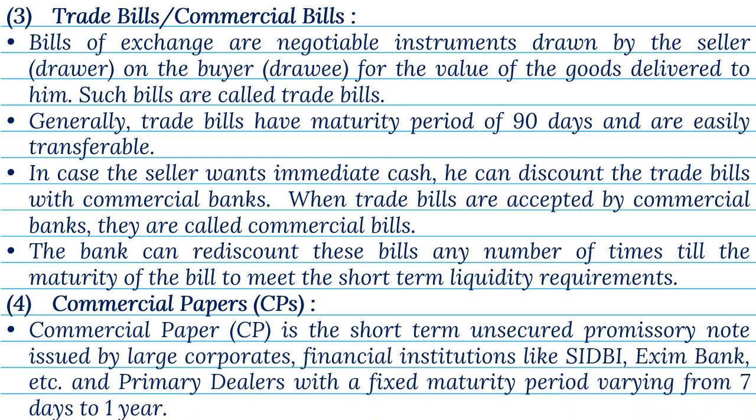Commercial paper, CP, is the short-term, unsecured promissory note issued by large corporates, financial institutions like SIDBI, Exim Bank, etc., and primary dealers, with a fixed maturity period varying from 7 days to 1 year.